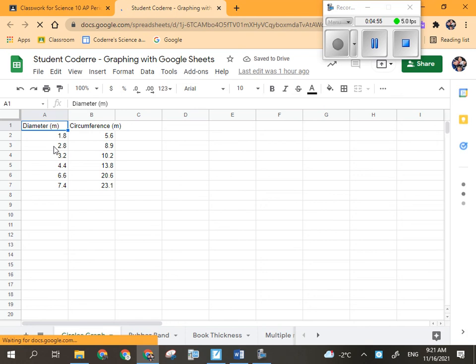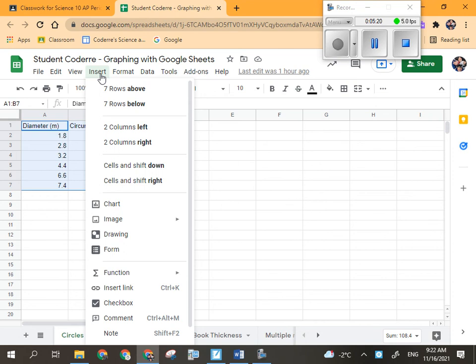Okay, so just follow along with what I'm doing here in order to build this graph in Google Sheets. Make sure the pointer is in cell A1. Click and drag until you've highlighted all the cells that have data in. Now you're going to go to Insert. Click on Insert, and you want to insert a chart.